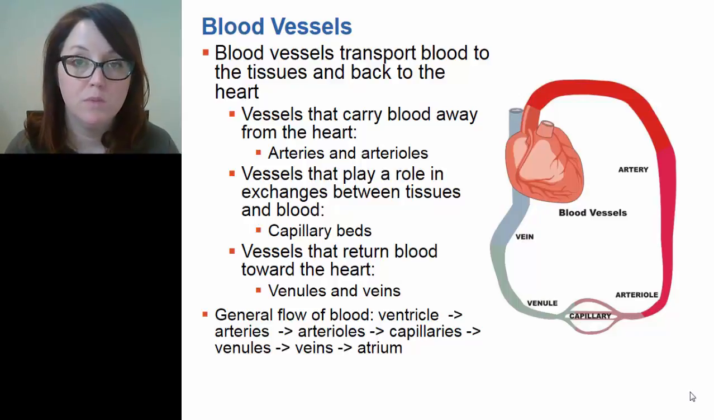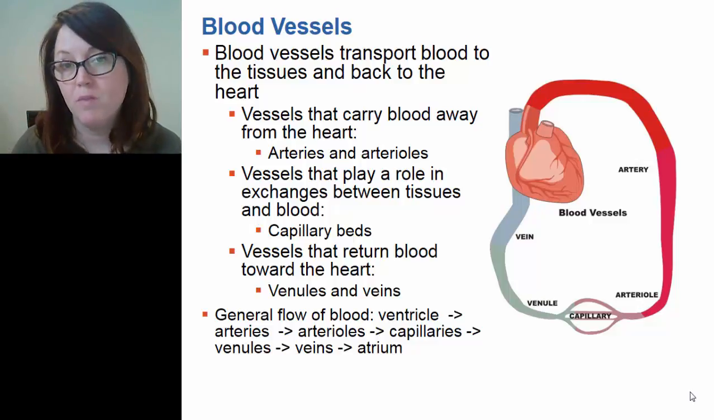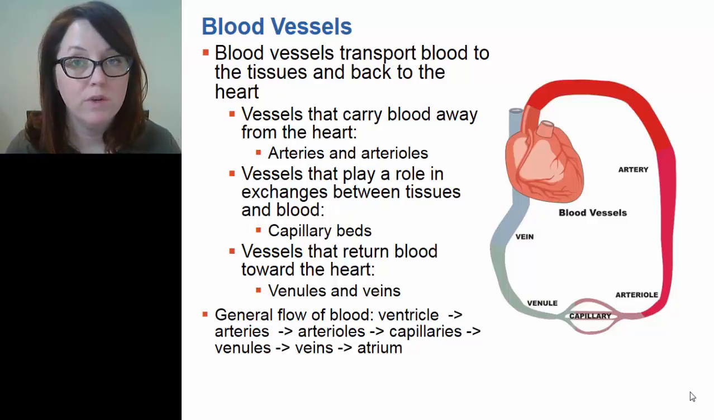Blood vessels are the tubes that carry blood to and from the heart. Vessels that carry blood away from the heart include arteries and arterioles. The arterioles are tiny arteries. The arterioles lead into capillaries. Capillaries are the smallest of the blood vessels, and they are the place where we exchange materials between the blood and the tissues. A collection of capillaries is called a capillary bed.